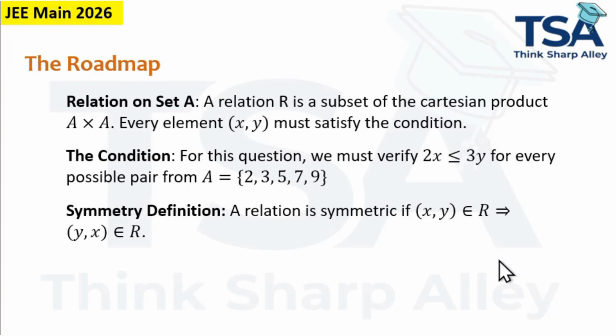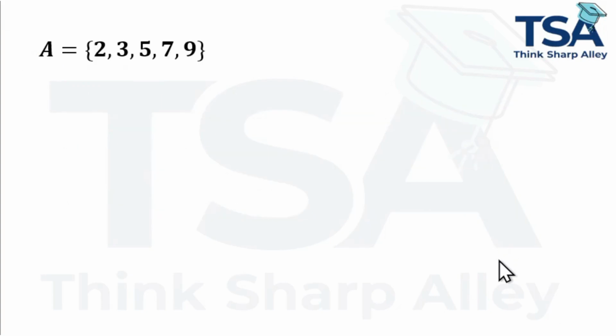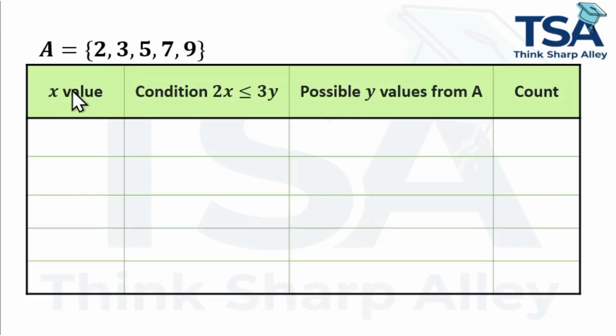First step is to find L, which is the number of elements currently in R. So let's scan through set A and take one value of x at a time. The values of x are 2, 3, 5, 7, 9, and let's see what the corresponding values of y from A are. Obviously we will choose those values of y which satisfy this relation.